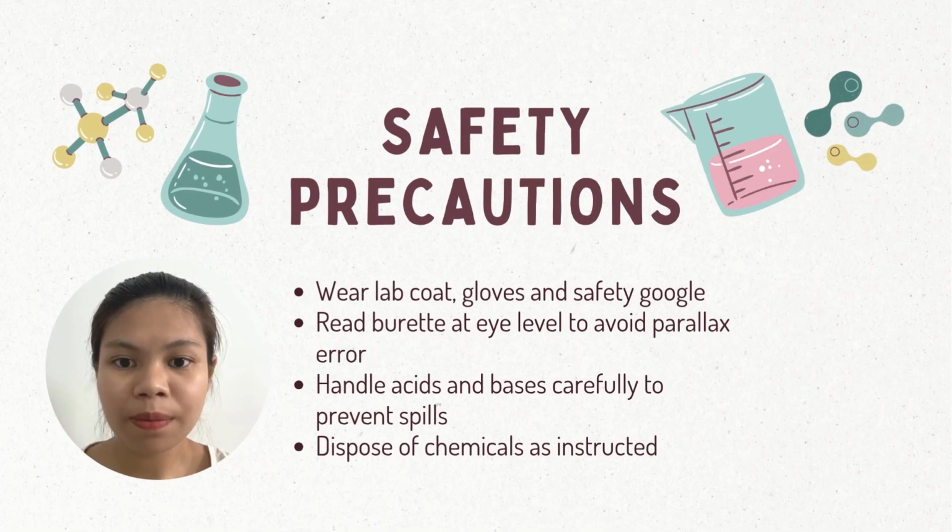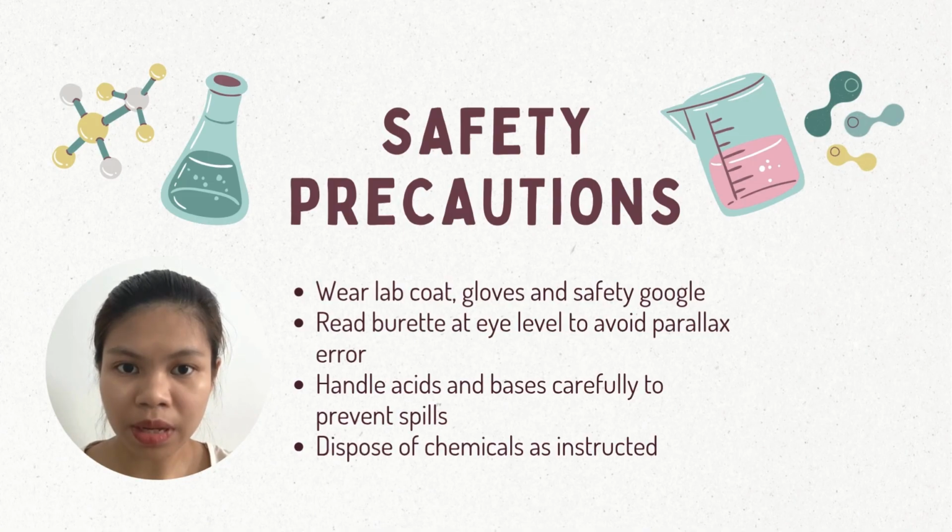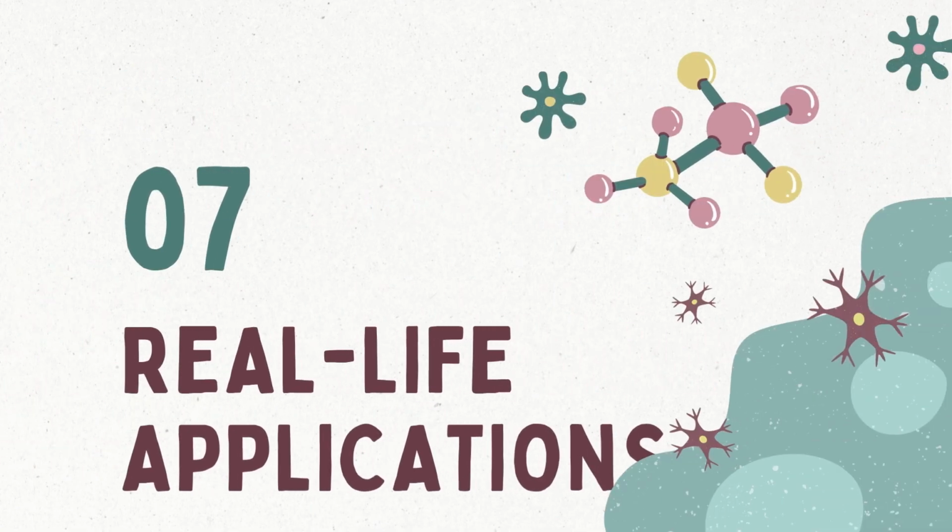For safety precautions, first, we need to wear lab coat, gloves, and safety goggles. Second, we need to read the burette at eye level to avoid parallax error. Third, we must handle acid and base carefully to prevent spills and dispose of chemicals as instructed.